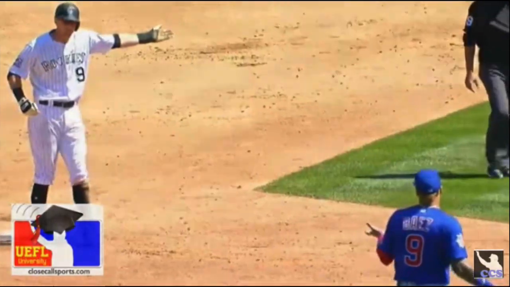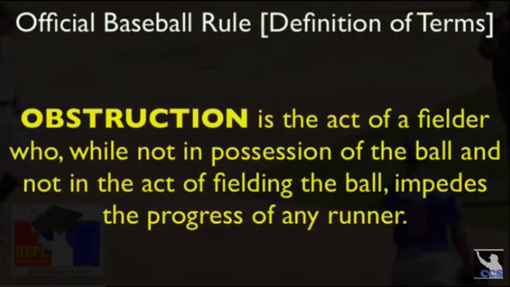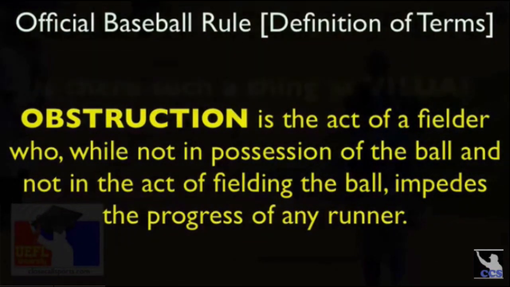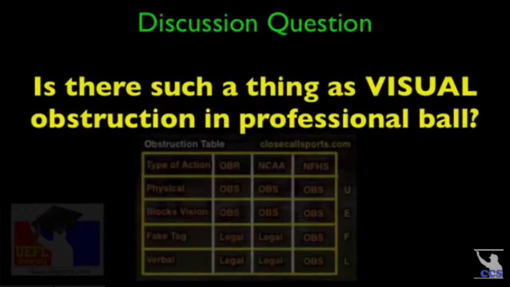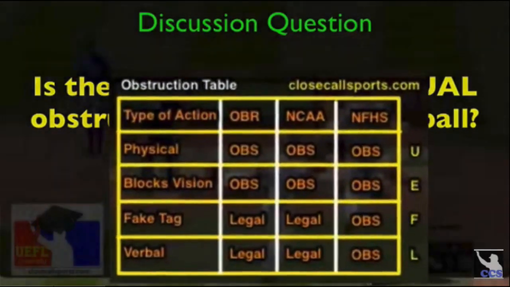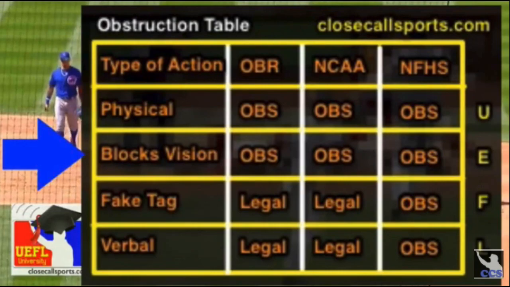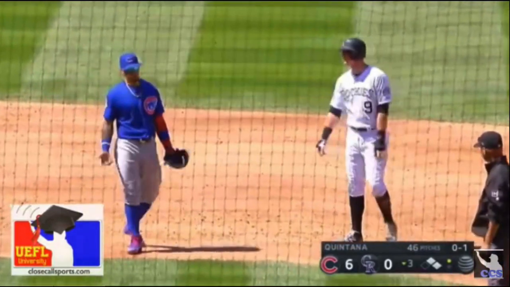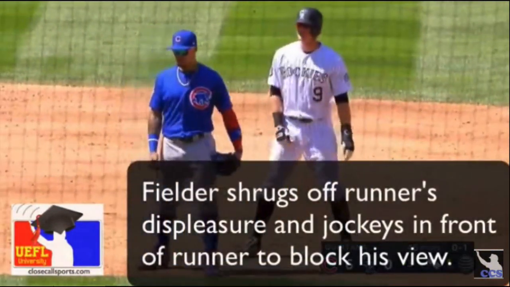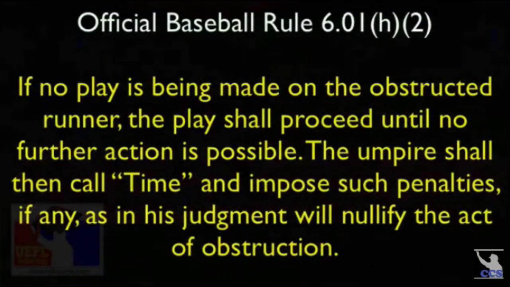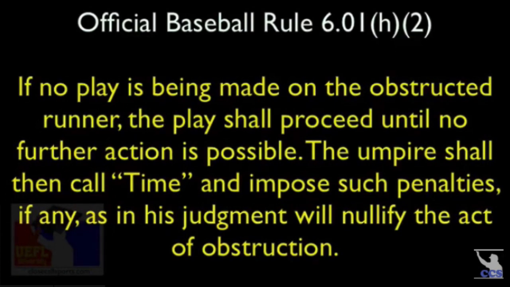Consider the definition of obstruction, which occurs when a fielder who, while not in possession of the ball and not in the act of fielding the ball, impedes the progress of any runner. Although professional baseball is not known for its visual obstruction rules, this is indeed a case of obstruction. The umpire manual's interpretation of obstruction extends to situations in which a fielder approaches a runner and intentionally acts to block the runner's view. If this occurs during a batted or thrown ball and the runner's progress is truly impeded, the proper call is obstruction type 2 or type B, as no play is being made on the obstructed runner at the time of obstruction.